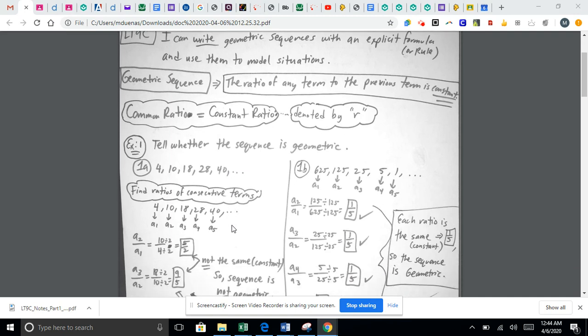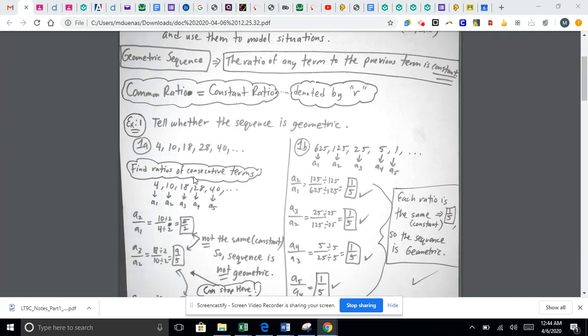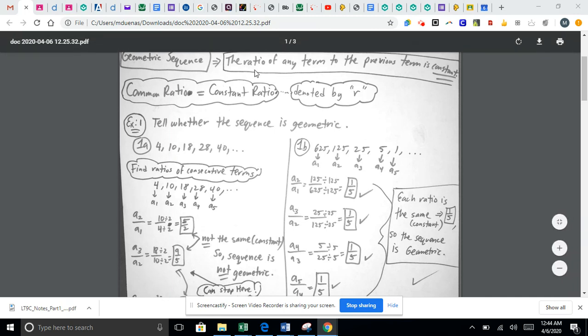All right, so here's our example. Number 1, focus here on the left side. Example 1, here are the directions. It says tell whether the sequence is geometric. Okay, here's our sequence: 4, 10, 18, 28, and 40. How can we tell if it's geometric? Well, it's geometric if we find the ratios of any term to the previous term, and it has to be constant, right?